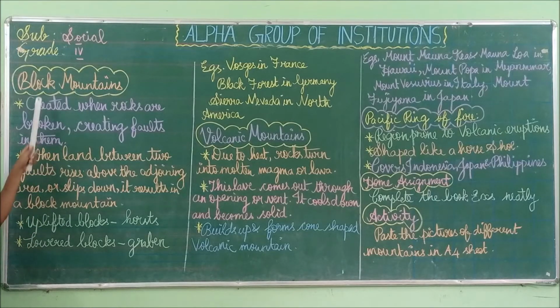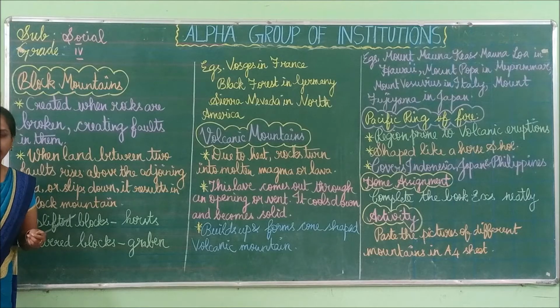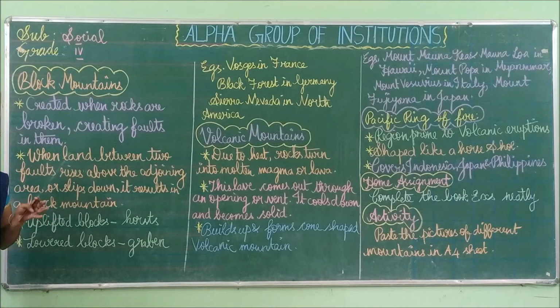We will see about block mountains. In fold mountains, there will be many folds, and because of those folds, they are known as fold mountains. Now block mountains. These block mountains are created when massive rocks are broken. If there is a big rock, it is broken by creating cracks, faults.